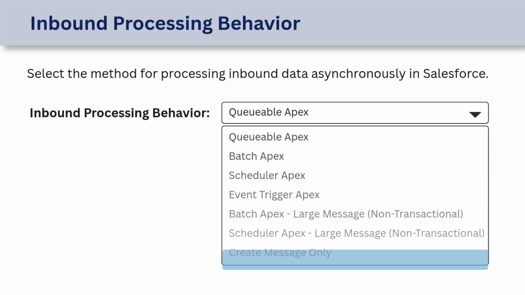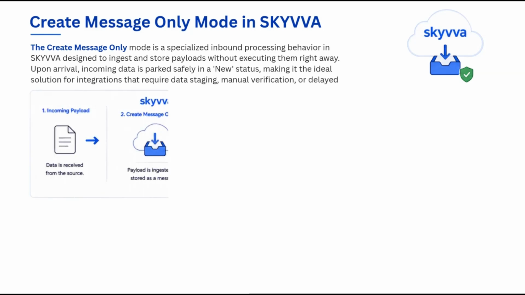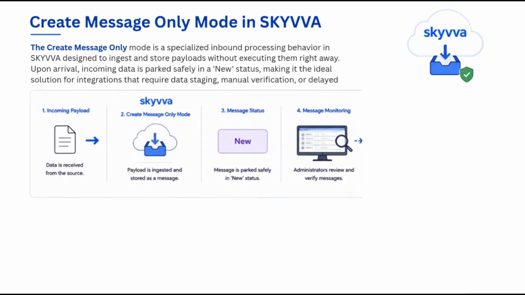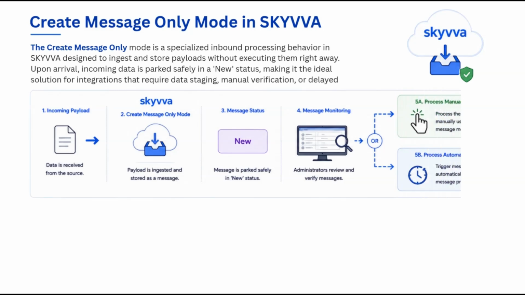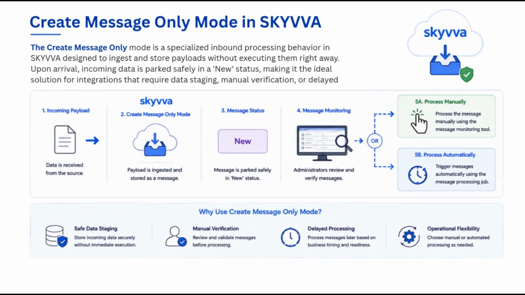Part 7. Create Message Only. Before we begin the configuration, let's understand what Create Message Only mode does. Unlike other inbound processing behaviors, Create Message Only does not immediately process incoming data. Instead, when a payload arrives, SKYVVA creates a message and stores it with a new status. This approach is useful when data needs to be staged, reviewed, or validated before being processed.